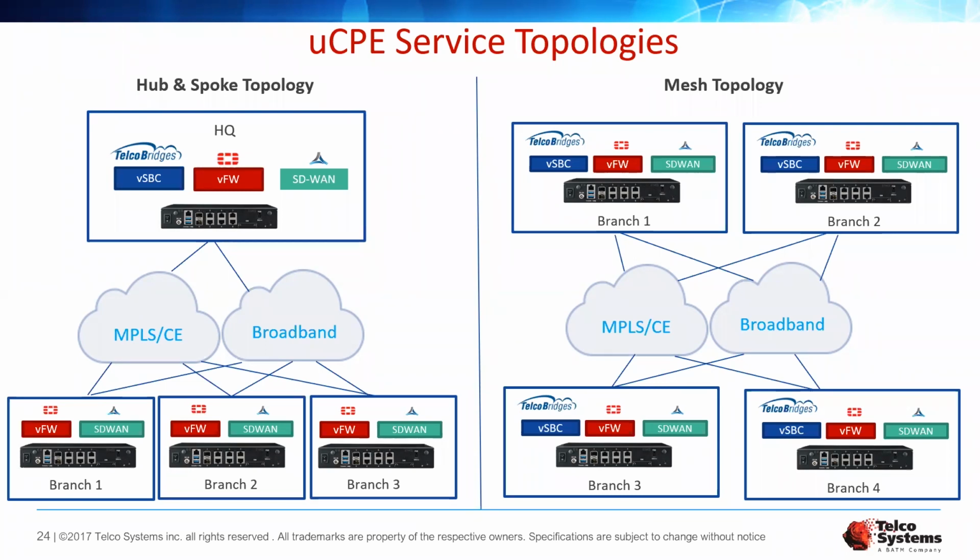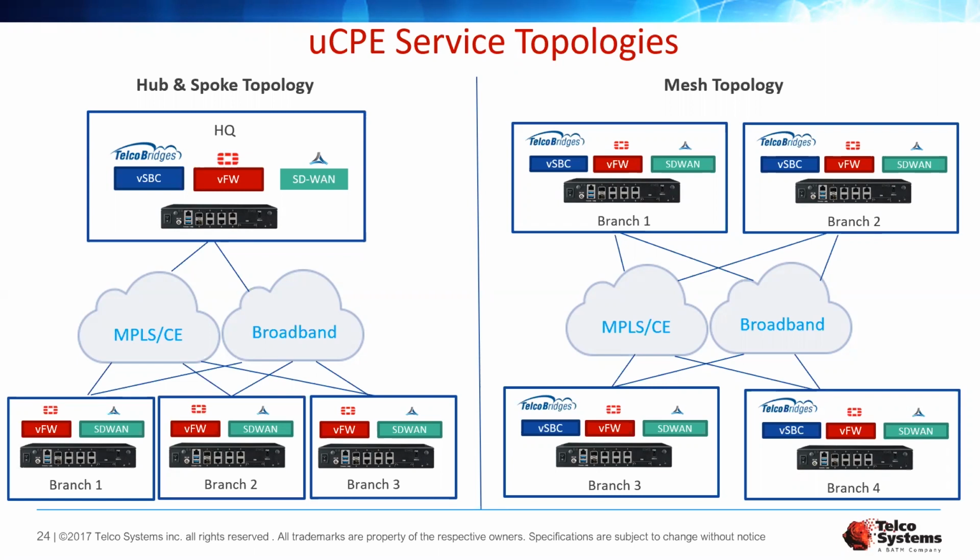So you're having SD-WAN in each branch, SD-WAN in the headquarters. You may have a firewall on each branch, but then, because this is a hub and spoke topology, you will place your SBC only in the headquarters, assuming that the phone lines only come to that location.